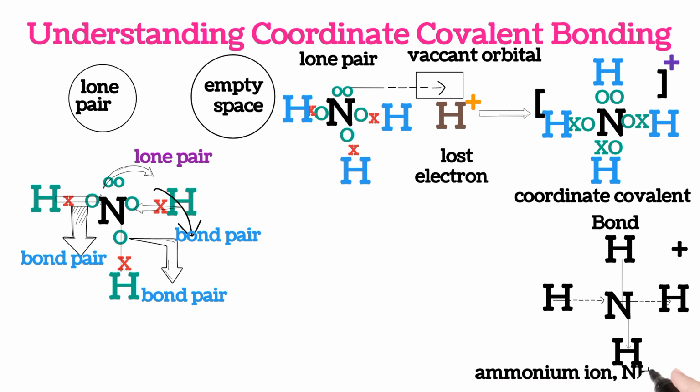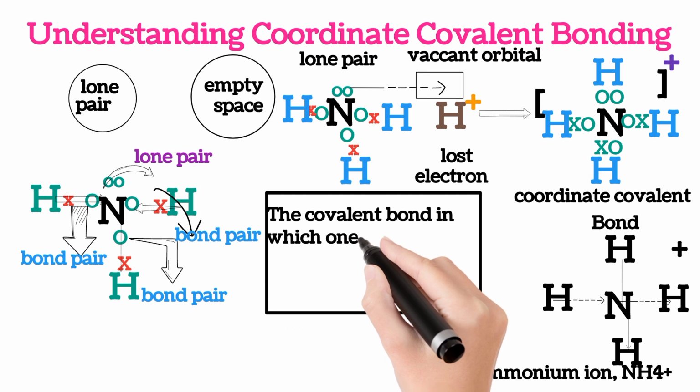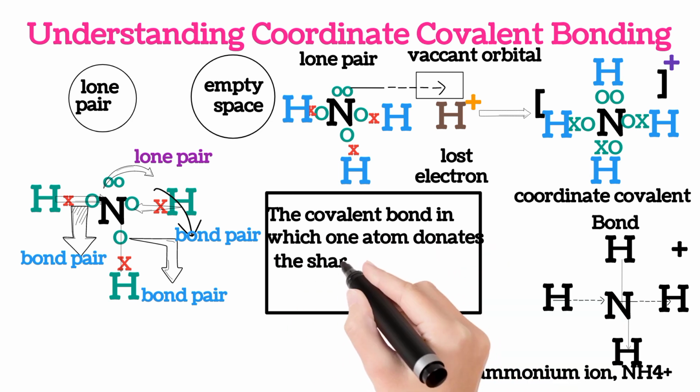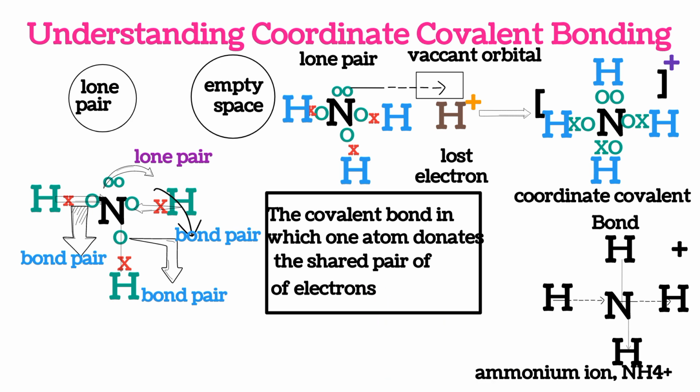Note, coordinate covalent bond is a covalent bond in which one atom donates the shared pair of electrons. I repeat, coordinate covalent bond is a covalent bond in which one atom donates the shared pair of electrons.